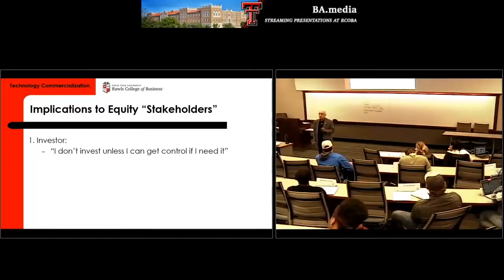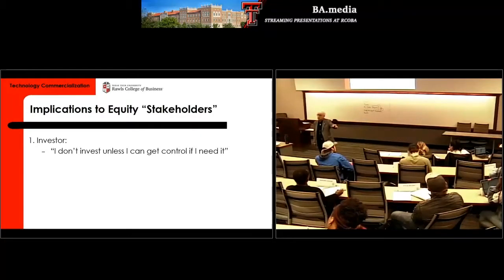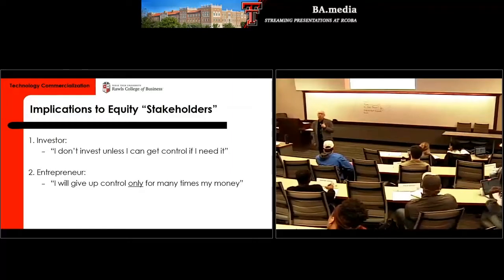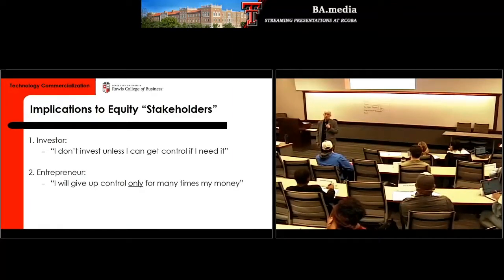Okay, so the investor says, I'm not going to invest unless I get control if I need it. That's what Cameron says. Okay? And I say, I'm with you, Cameron. Like, I'm not going to give up control on this. We got a pretty good shot at making a multiple. Many times our money. See, that's why people do IPOs. They want the multiple. Okay?